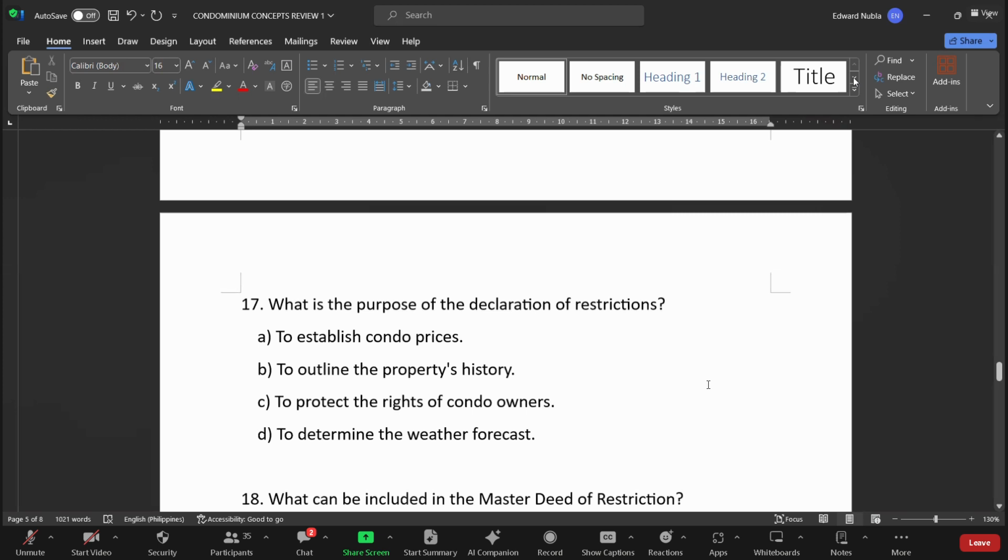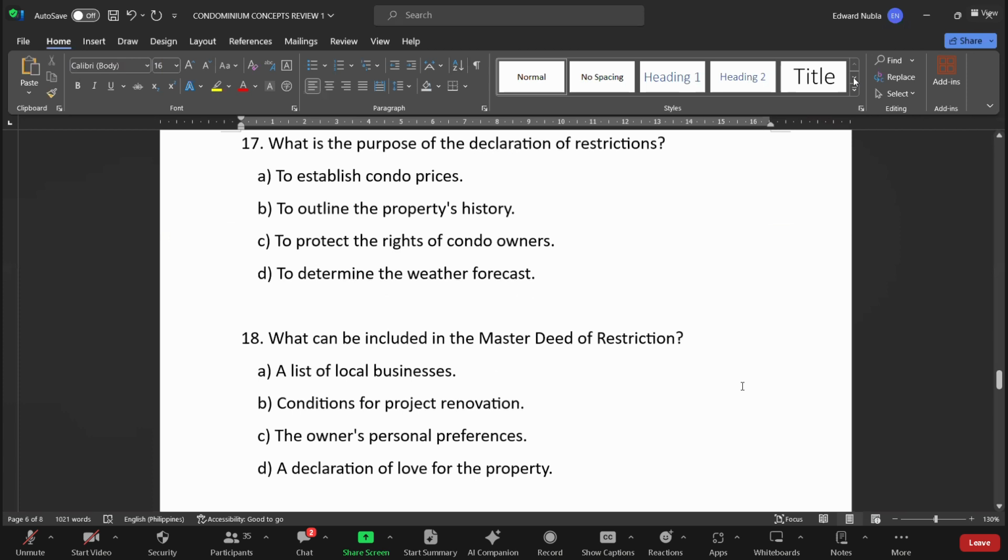Okay. Number 17, Miss Steph. What is the purpose of the declaration of restrictions? C, protect the rights of condo owners. Yes, all right, correct. The restrictions restrict everyone, but at the same time, they try to protect the rights of the owners as well.